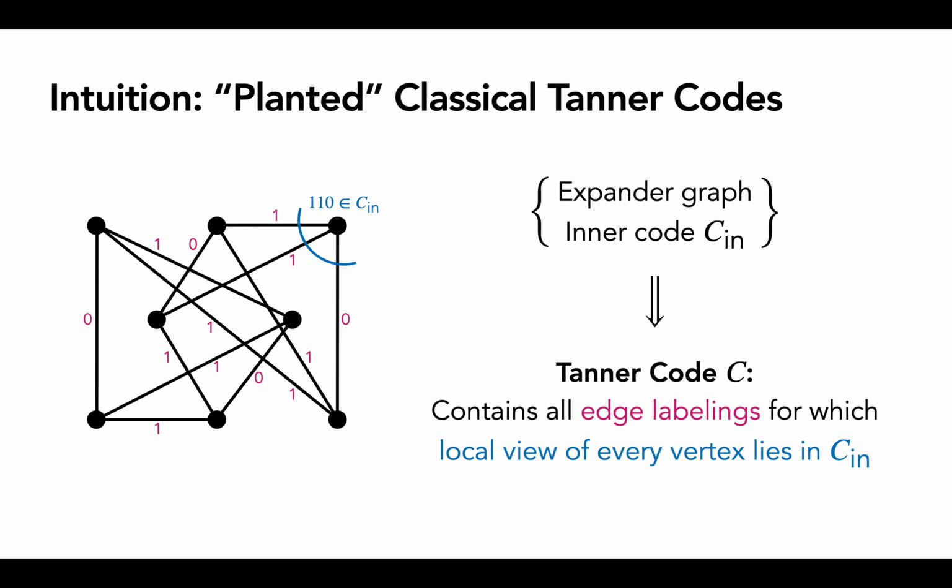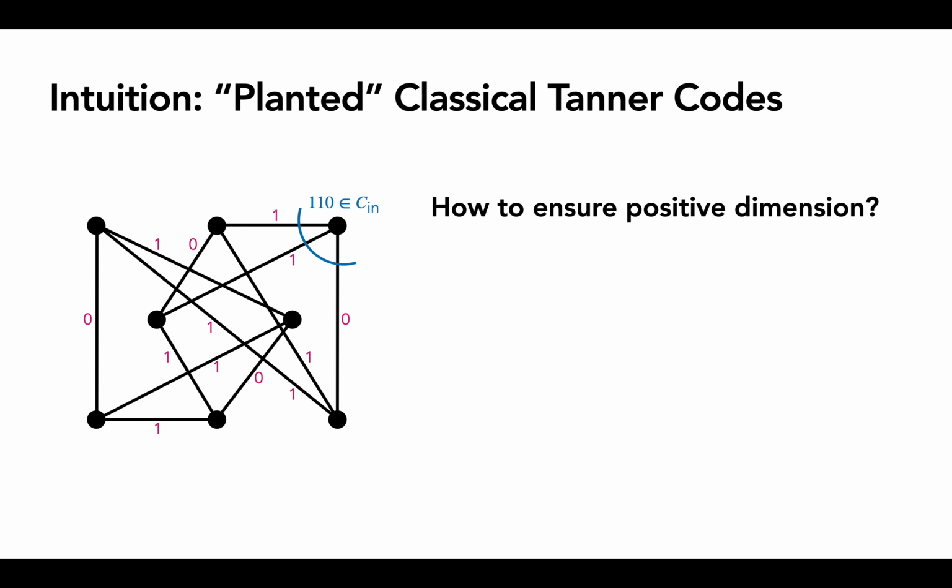So that's a classical Tanner code. Now, how do we ensure positive dimension in a classical Tanner code? Well, the standard method is to simply count the number of linear constraints. We can count the number of variables, or the number of edges, and count the number of constraints, because we have however many constraints the inner code has times the number of vertices. Subtract them, and if there are more variables than constraints, then we have positive dimension.